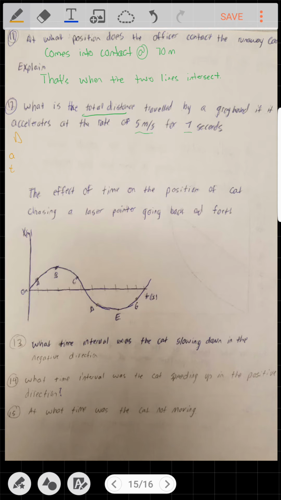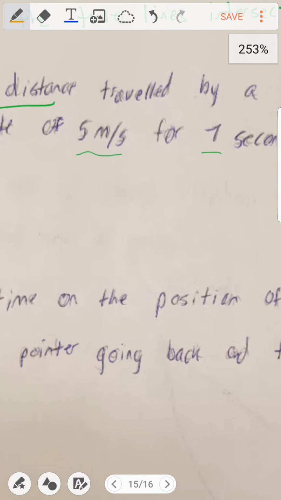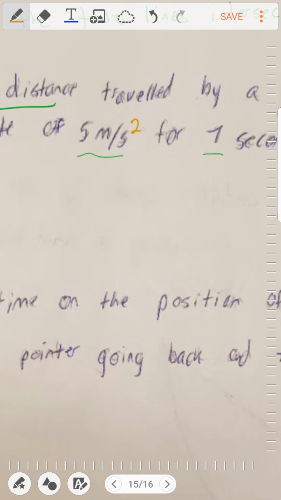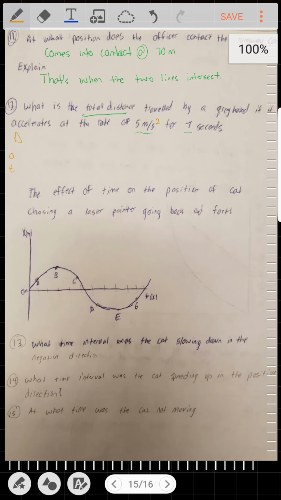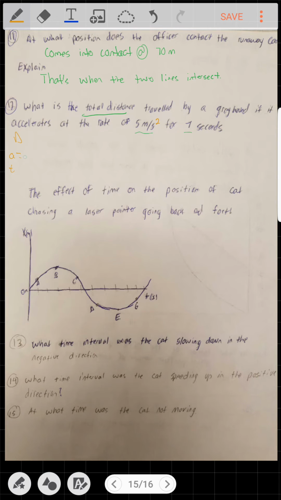Actually, no. That's a typo. It was supposed to be 5 meters per second squared. That's a typo. That's supposed to be 5 meters per second squared. So it gives me acceleration, and it gives me time. So let's solve this.